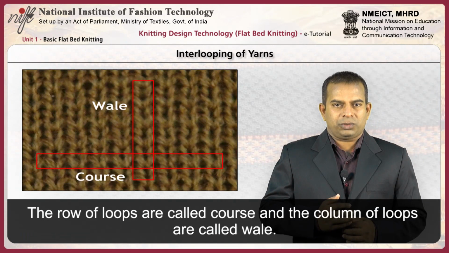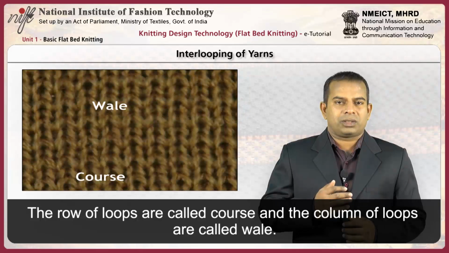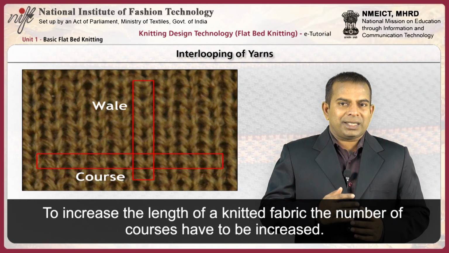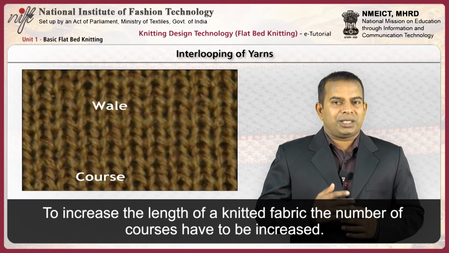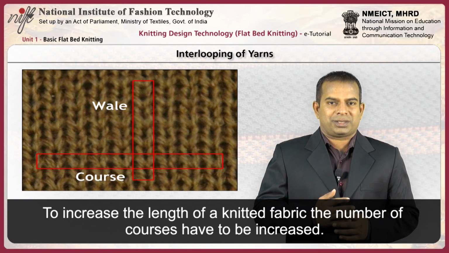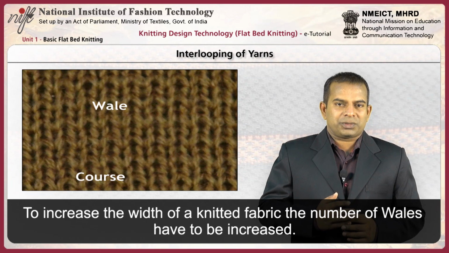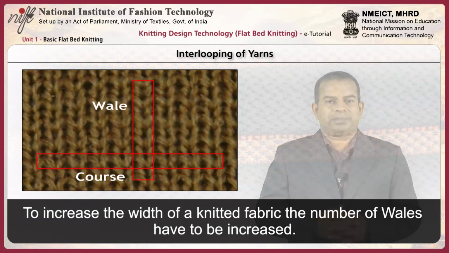The rows of loops are called courses and the columns of loops are called wales. So, to increase the length of a knitted fabric, the number of courses has to be increased, and to increase the width of a knitted fabric, the number of wales has to be increased.